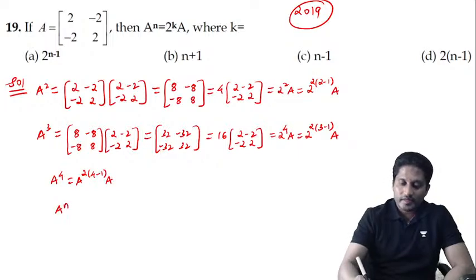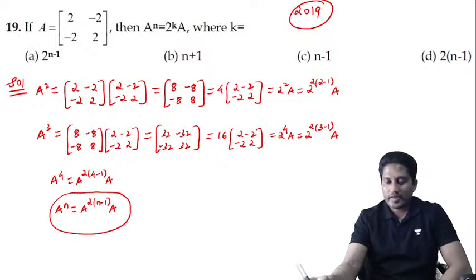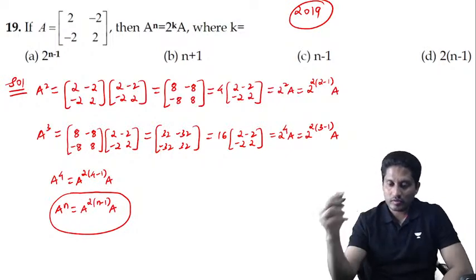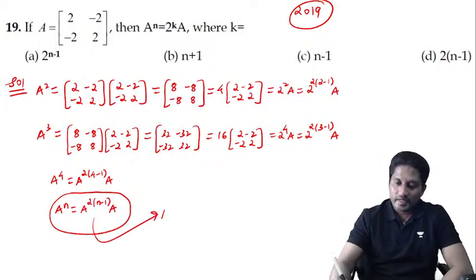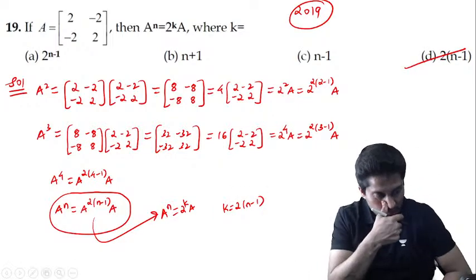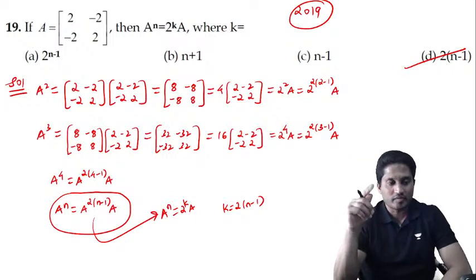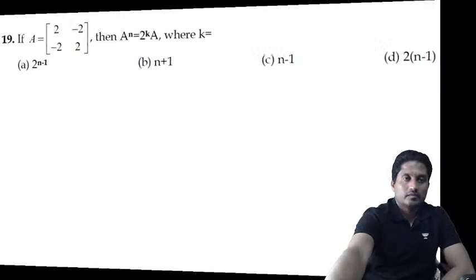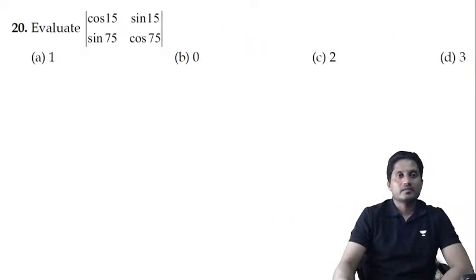And A to the power of n is equal to 2 to the power of n minus 1 into A. A power n is equal to 2 power n into A. So if I compare this with A to the power of n is 2 power k into A, the value of k will be equal to 2 into n minus 1. That's the last option, isn't it, guys? This was asked in KCET 2019 paper. Let's move to the next question.